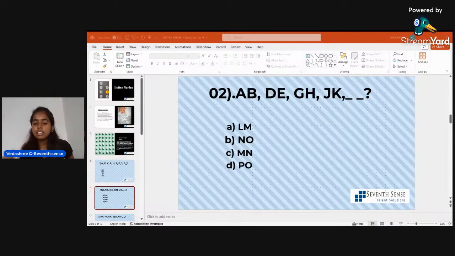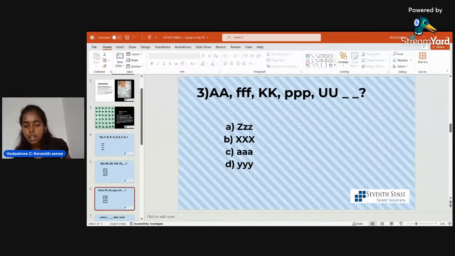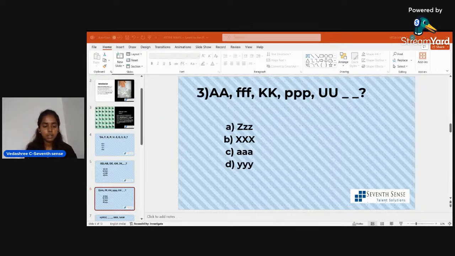So just adding plus 2 for both the letters. If we add plus 2 for J, it will be M. If we add plus 2 for K, it will be N. So that is the logic. That's it. Okay, next question. Try to solve and comment the answer.